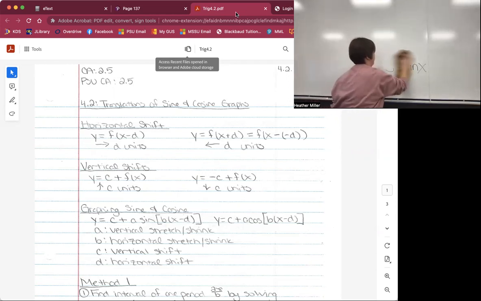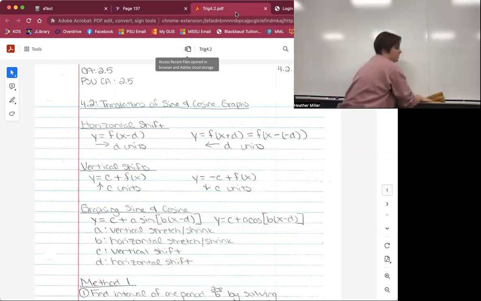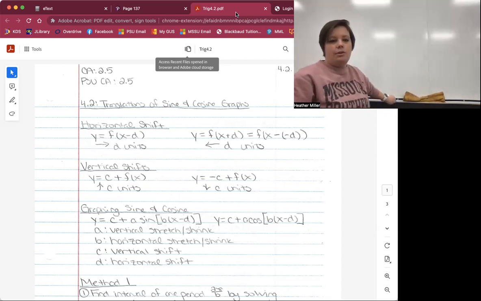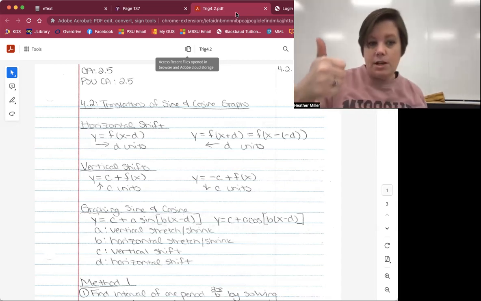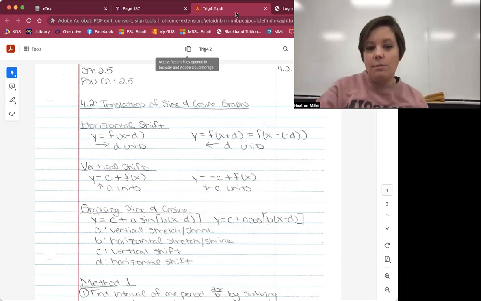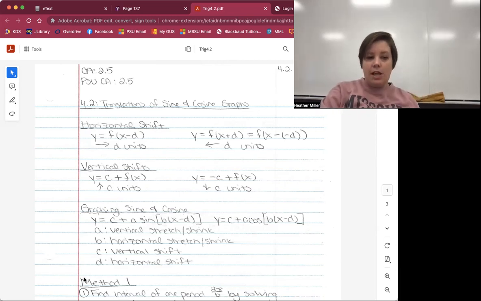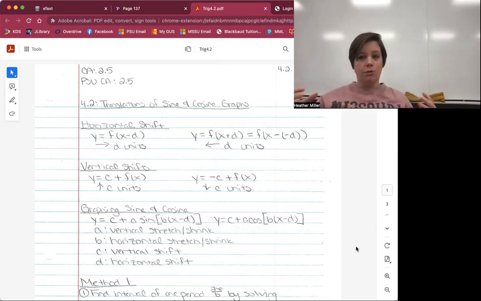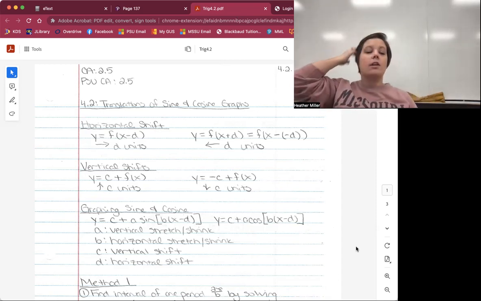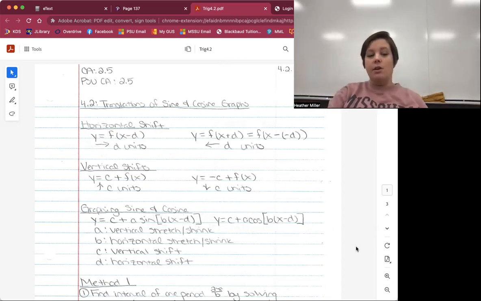Okay, let's erase that. So we've got horizontal shifting happening this time. We've got vertical shifting happening this time. And so I made this little table because I think it's really helpful as we move forward to think about the very general formats of our sine and cosine graphs, where we have y equals c plus a sine bracket b times x minus d, and then you have the exact same thing for cosine.